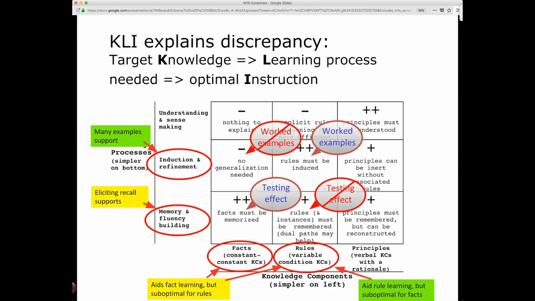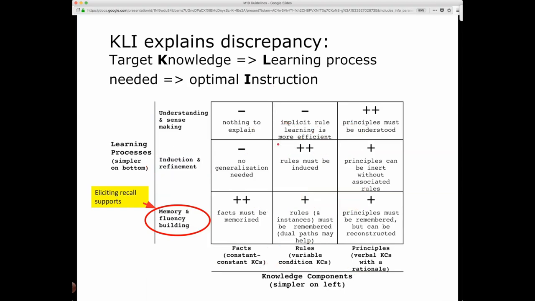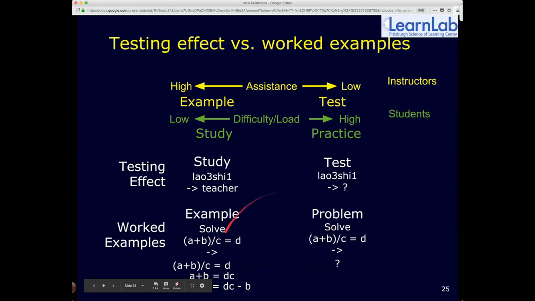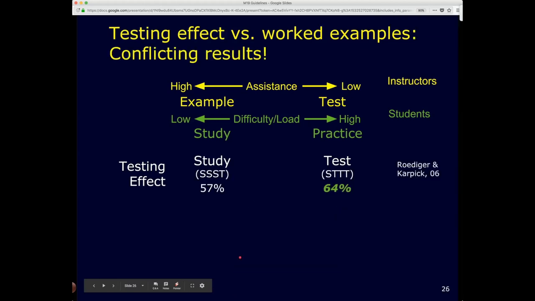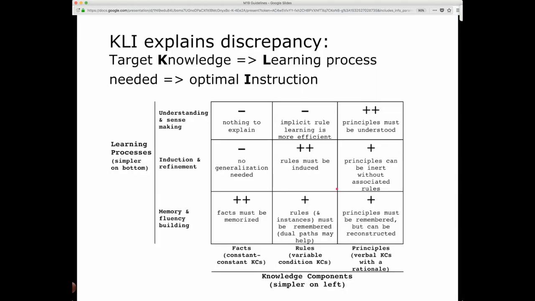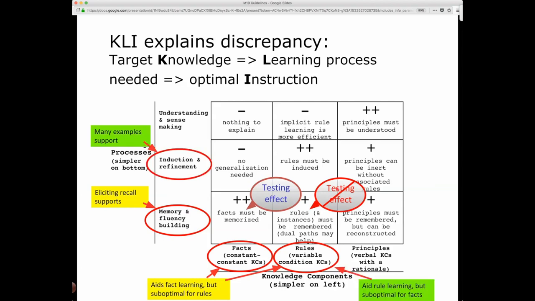Now, again, you'll notice this isn't a black and white situation here. In all cases we have, except for this one actually, there's a mixture of examples and practice. This question is more about the ratio. Higher ratio of examples to practice for domains that involve skills, and a lower ratio of study to practice for domains that involve facts. So that's a great example of the KLI dependency idea.